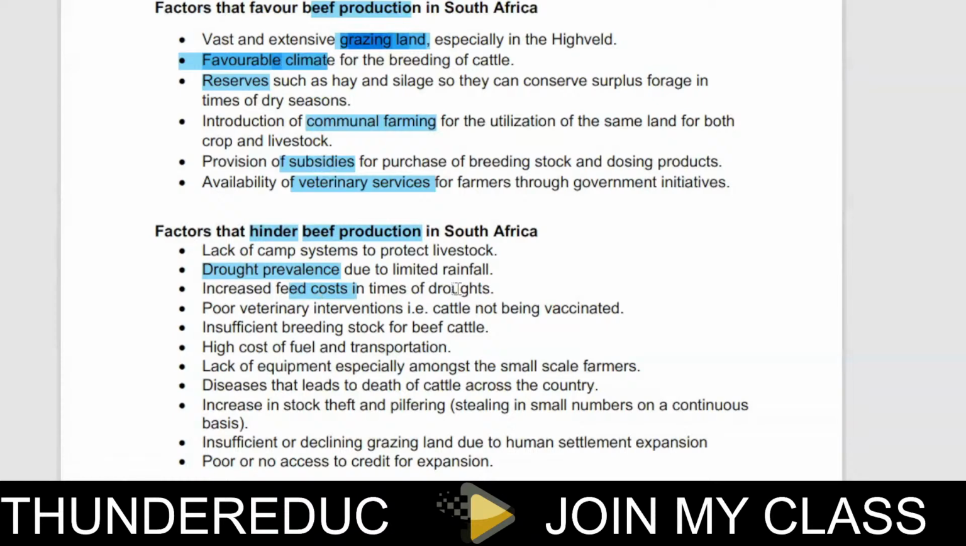Most especially during the drought, they have to make sure that they make ends meet. Animals need to feed, but the natural pastures are not there, so they have to make plans. And by doing so, they are incurring a lot of costs. This reduces their profit margins, and it reduces the output.